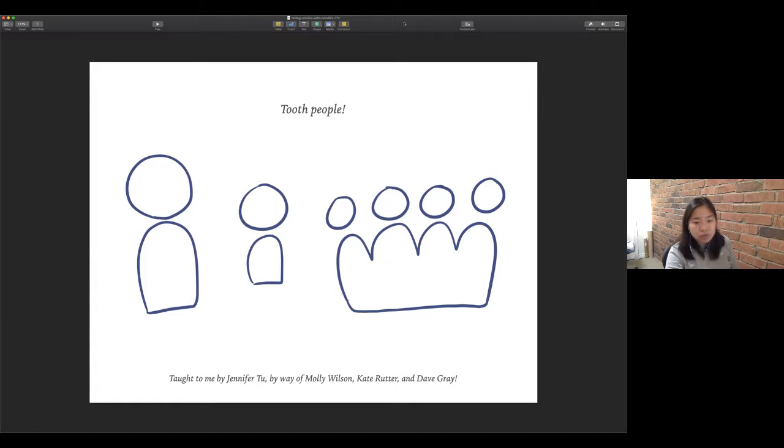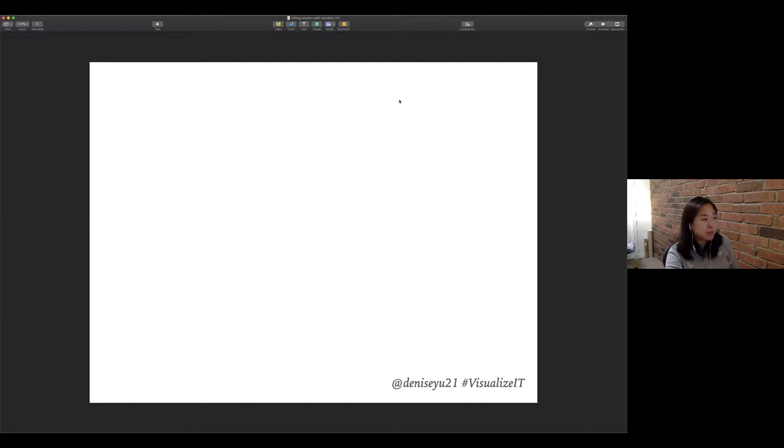Another device that's super useful when you're recording conference talks is tooth people. The reason tooth people are great is because you can represent crowds super easily, or you can represent a group of people. I often go to talks where people say there are multiple stakeholders: your customers and your leadership team and your vendors and things like that. So if you want to represent 3 distinct groups of people, a quick and easy way to do that is with a group of tooth people.